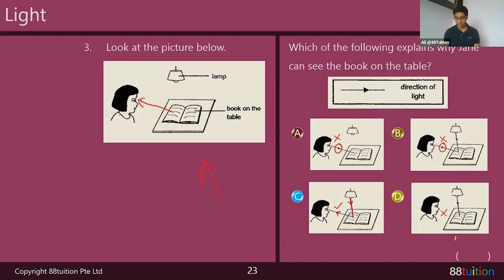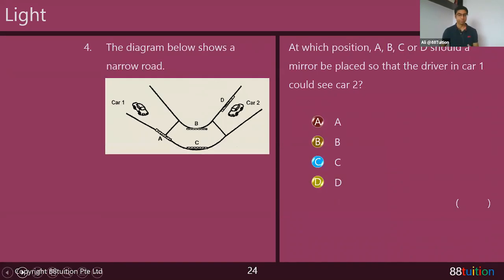Okay. There will be another question exactly like this, so we can have another practice. This is for you guys to take note of how to identify the ray diagram. Okay, very important. Always asked. Another common question, always asked, okay?